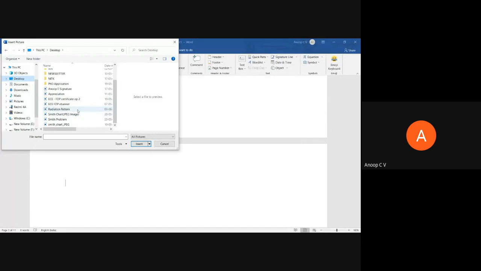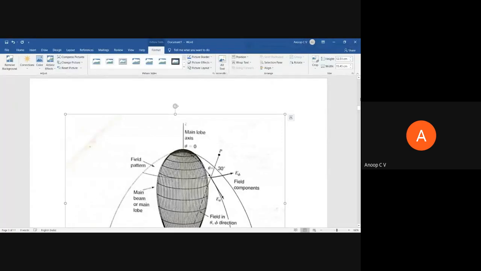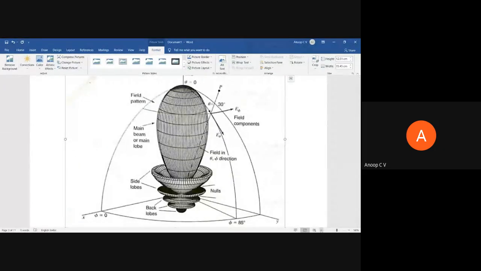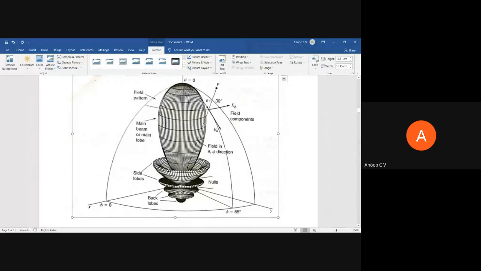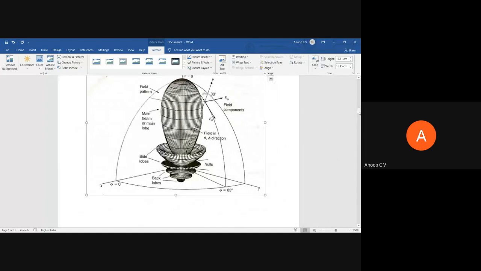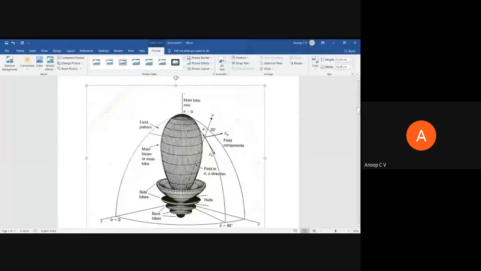Yeah, radiation pattern. So this is a typical radiation pattern. What actually is this? What I've done is I have kept the antenna at origin. This is not of a dipole. Please don't think it's of a dipole. It's of some antenna. I don't know which antenna this is.